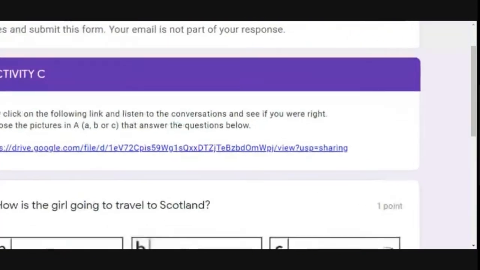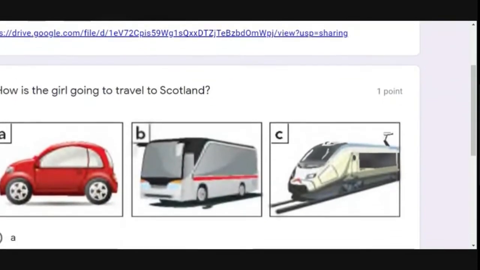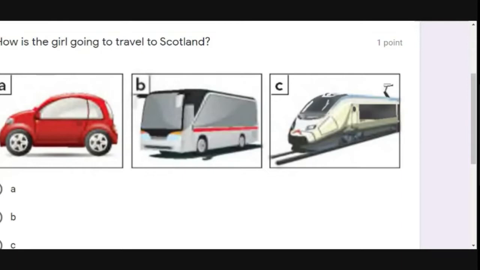So we're going to listen and see whether your guesses are right. Before that, we look at the question. When you look at the question, you already know. Number 1, how is the girl going to travel to Scotland? So that means these 3 pictures are about the way a person travels to a destination, right?